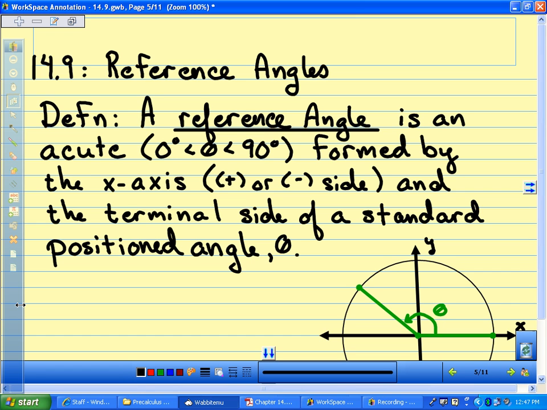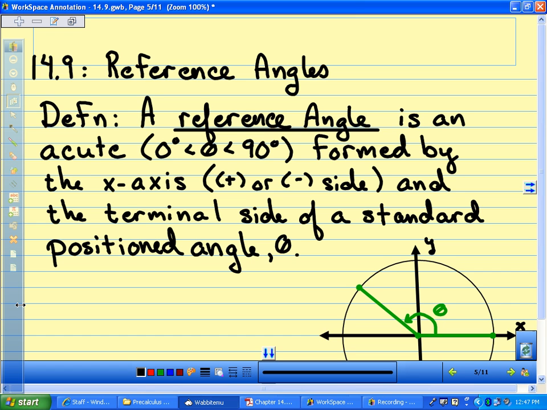But wouldn't it be nice if there was a way for us to refer them back to a first quadrant angle? Because we know a lot about the 30, the 45, and the 60. Those first quadrant angles are easy to deal with. Well, there is a way that we can do that, and it's called reference angles. A reference angle is going to turn a second, third, or fourth quadrant angle into an equivalent first quadrant angle for me. And all I'm going to have to do is potentially tag on a negative.